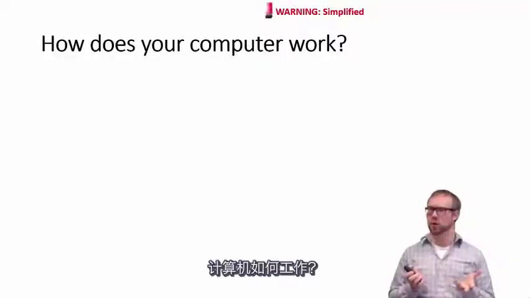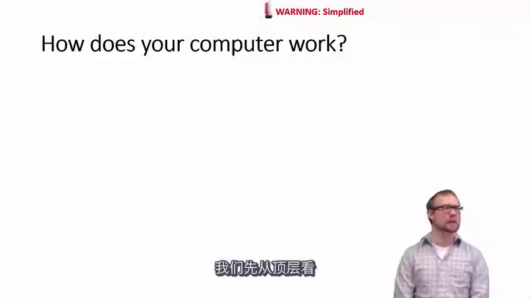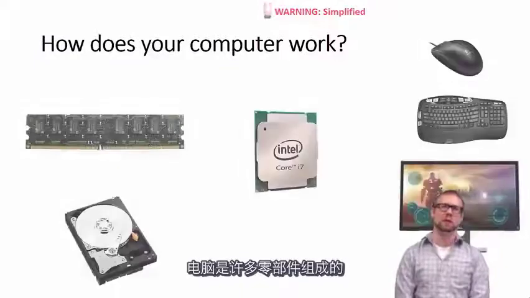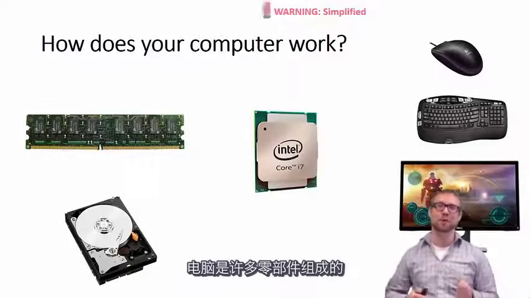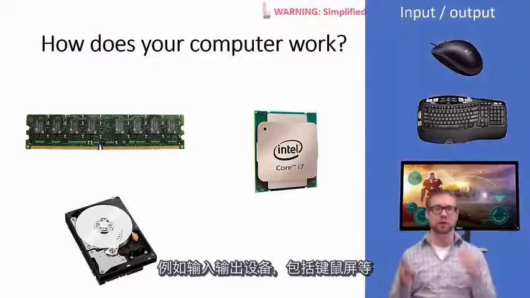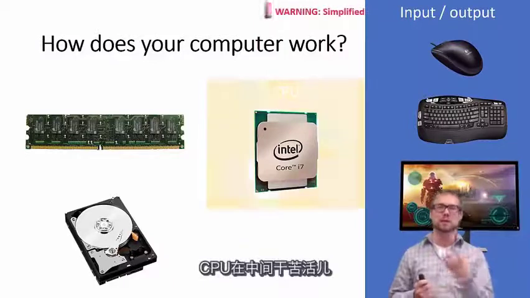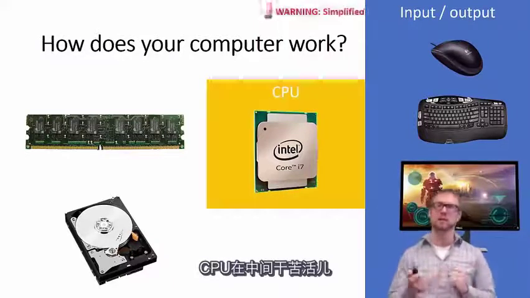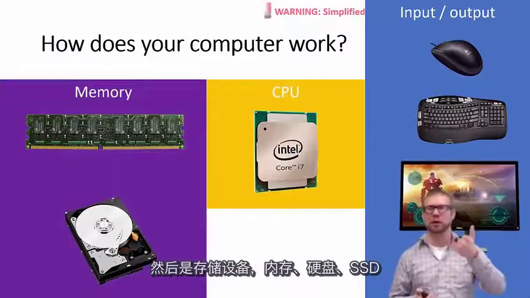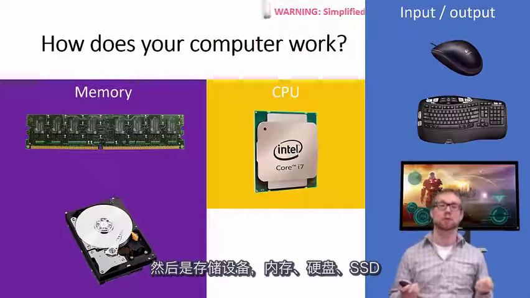How does your computer work? Well, let's take a really high level, very simplified view of your computer. A computer is really a bunch of different components that are strung together. These components include things for input-output, like your monitor and your keyboard and your mouse. And then there's a CPU in the middle, and that does all the processing. And finally, there's memory. And I'm counting hard disks or SSDs as being part of your memory.